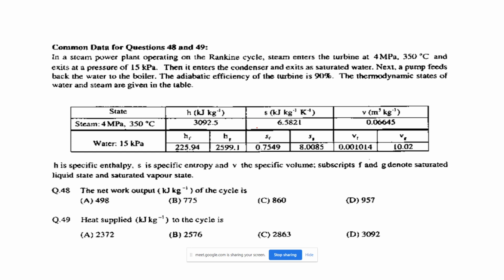Here one thing is mentioned: adiabatic efficiency, or you can also call it isentropic efficiency, which we have already discussed in the gas turbine. So you might be remembering how to calculate it.